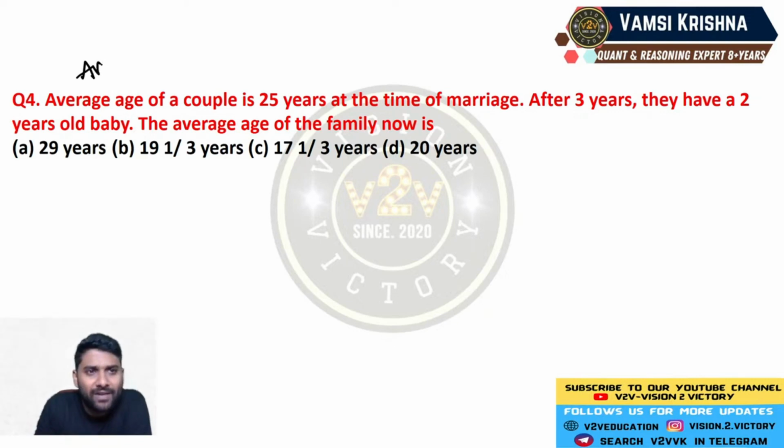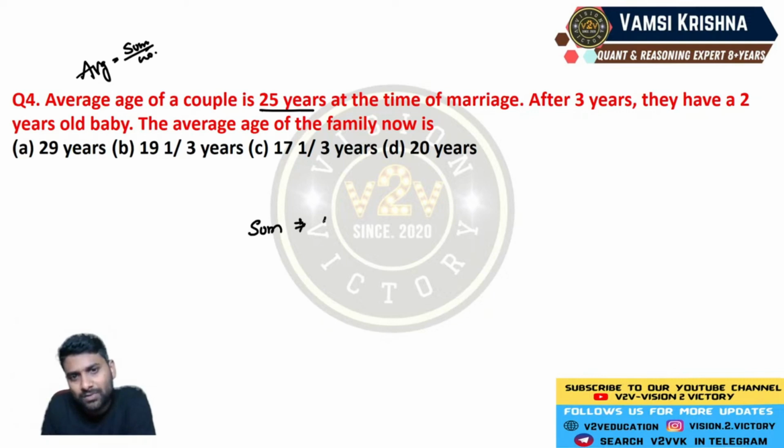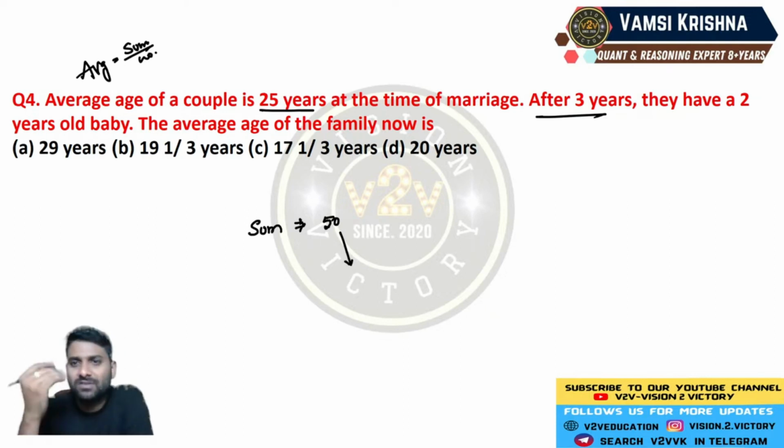Now you already know that average is equal to sum by number. Now here is the question. The average age of a couple is 25 years at the time of marriage. Now, after 3 years, they have a 2 years old baby. Then what is the average age of the family now? Now see, the average age of the couple is 25 years, so the sum of ages is exactly equal to 50. Now the next information: after 3 years, the husband's age increases by 3 years and the wife's age also increases by 3 years. Now here after 3 years, the sum of ages of the two persons is 56.